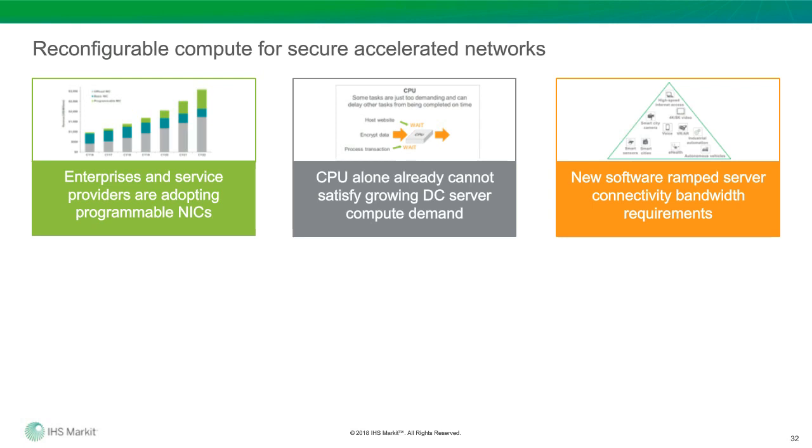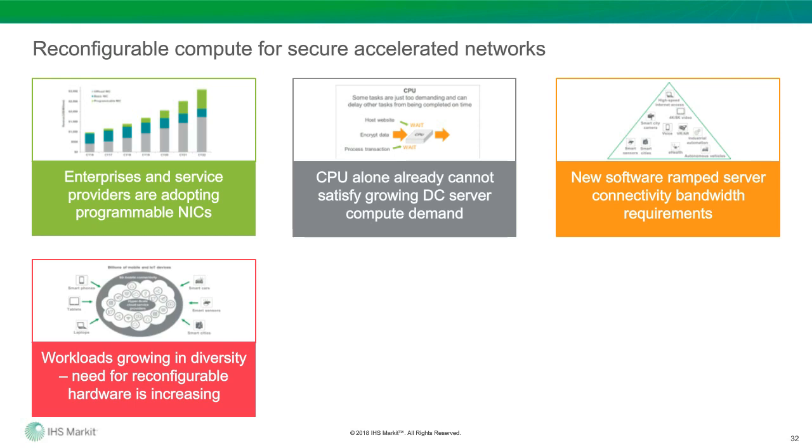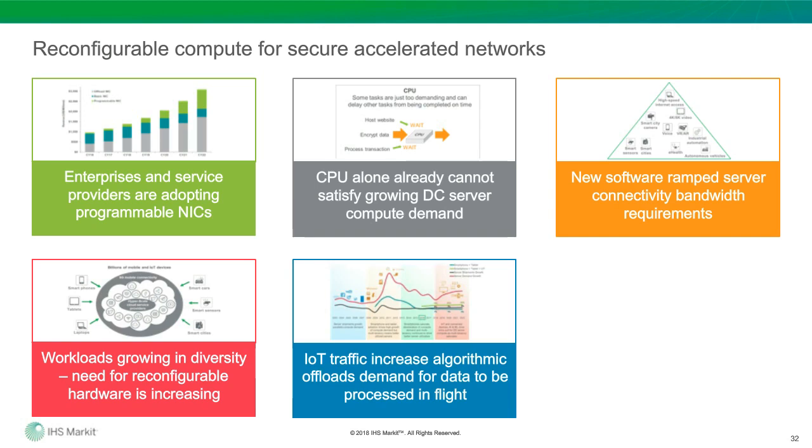The new software has ramped server connectivity bandwidth requirements already, and we expect that this trend will only accelerate in the future. Our workloads are growing in diversity. We can see that enterprises and cloud and service providers will be deploying different and more diverse workloads in the future, which really does highlight the need for reconfigurable hardware, something Microsoft was particularly passionate about recently. IoT traffic is increasing algorithmic offload demand for processing data in flight, something that I'm sure wouldn't surprise anyone.